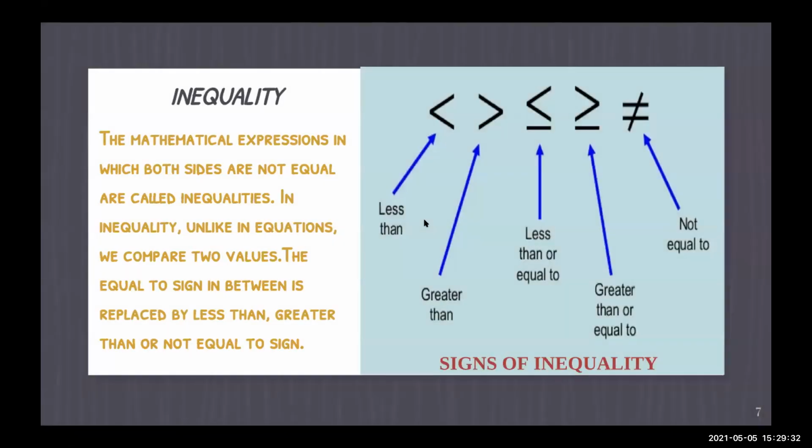Inequality. The mathematical expression in which both sides are not equal is called inequality. In inequality, unlike in equations, we compare two values. The equal to sign in between is replaced by less than, greater than, or not equal to sign. It is used most often to compare two numbers on the number line by their size. This picture here shows the signs of inequality.